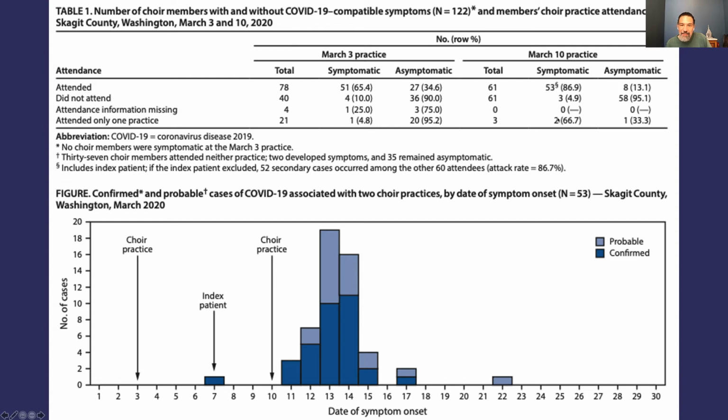March 10th practice, this choir practice included an individual who had developed SARS-CoV-2 symptoms between the prior choir practice and the subsequent one. This person was at the March 10th choir practice, as well as the 60 other members that attended, and at least 87% of those folks went on to exhibit COVID-like symptoms, and most of these cases were laboratory confirmed.